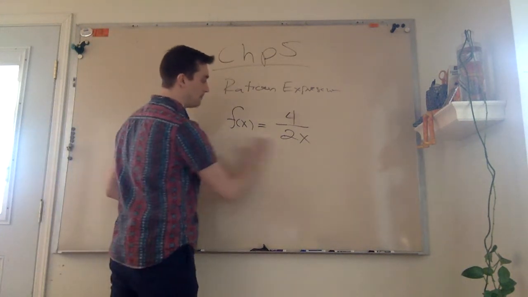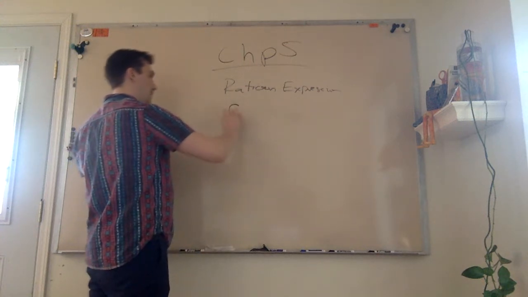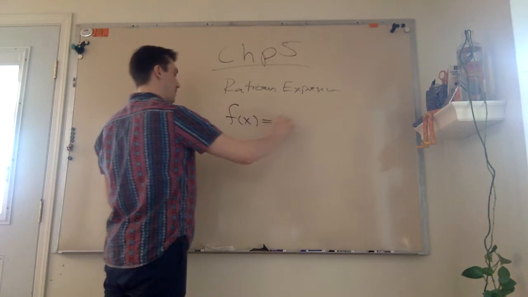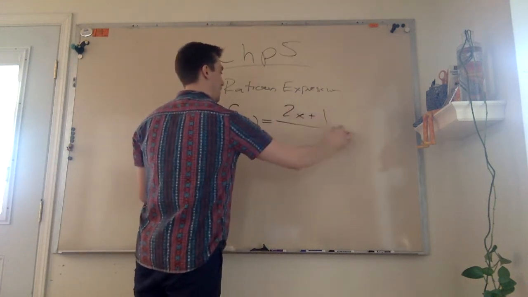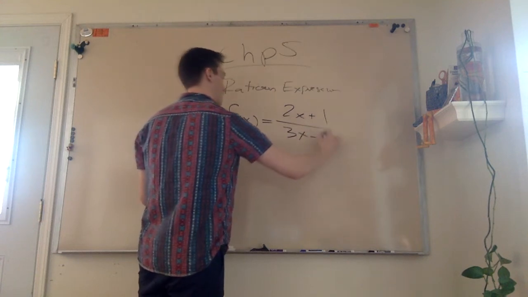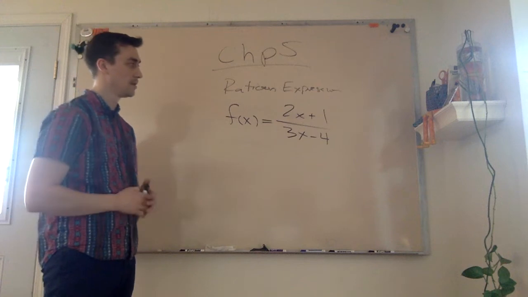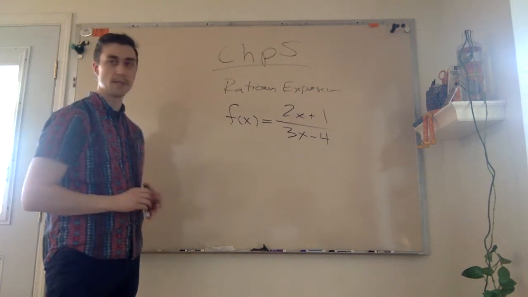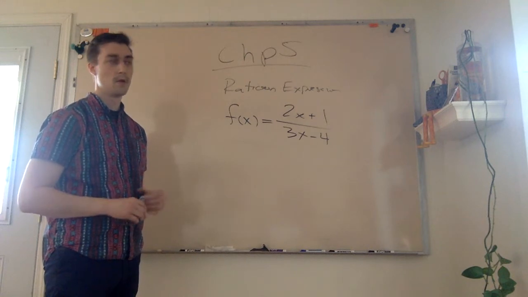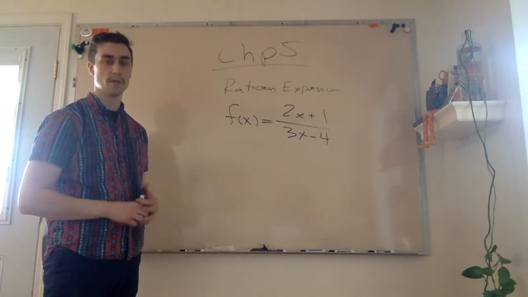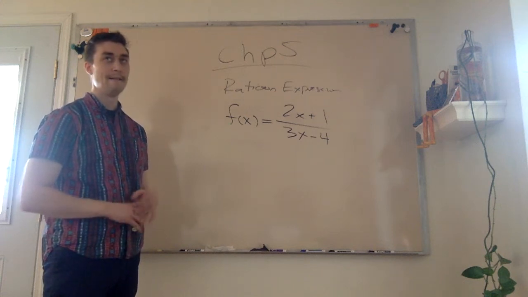So here's an example of that. Let's take f of x to be 2x plus 1 divided by 3x minus 4. Rational function. So the directions that you'll probably see on questions like this is find the restricted values. Or it might just say find the domain of the function, which is something we've done before. It's kind of the same idea.